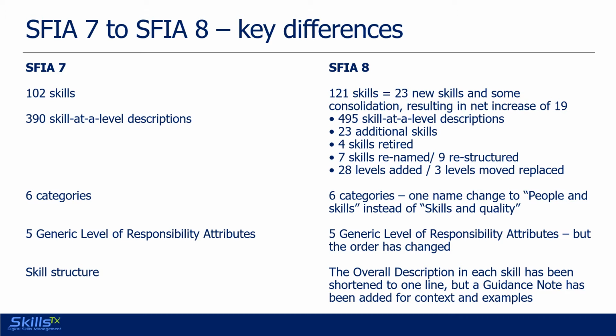If you think about each skill, it's described at multiple levels, so each skill at a level is a unique element. And in SFIA 7, we had 390 of those skill at a level descriptions. Within SFIA 8, you can see it's risen quite a lot. It's 495 different skill at a level descriptions that we have.